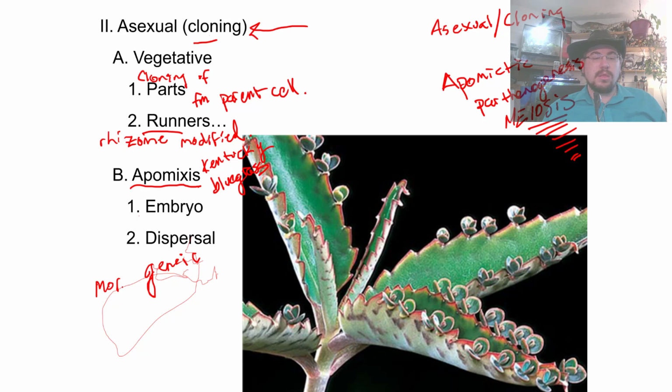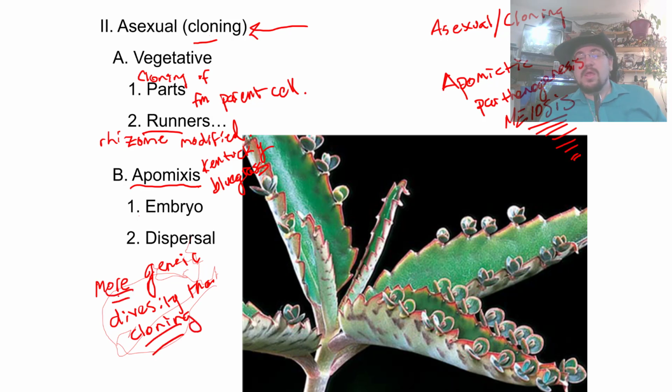More genetic diversity than cloning. So this allows us to swap up our embryos and get new combinations of genes, even though we're still producing our own fertilized seed containing an embryo.